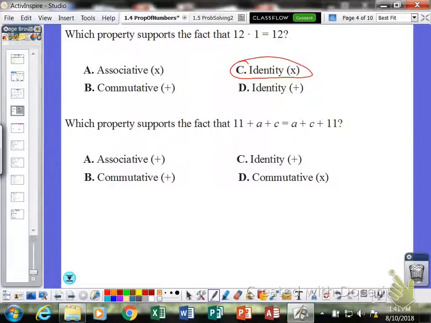Which property supports the fact that 11 plus A plus C equals A plus C plus 11? Well, there's no parentheses. It's not identity. It is a commutative property, but now is it multiplication or is it addition? And it is an addition commutative property because the numbers changed order.